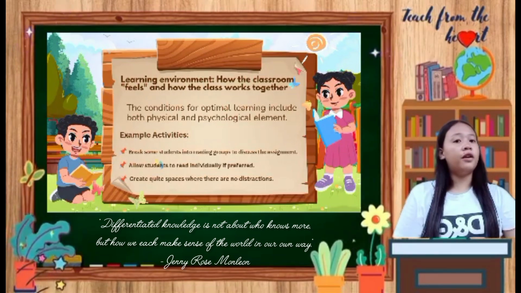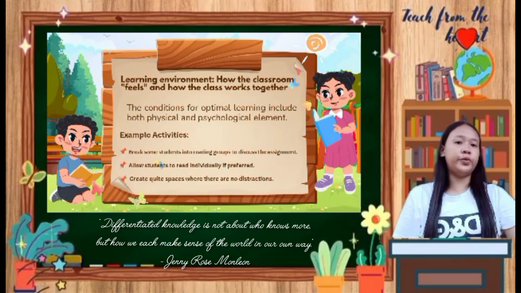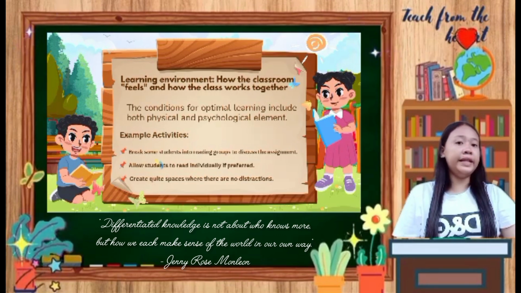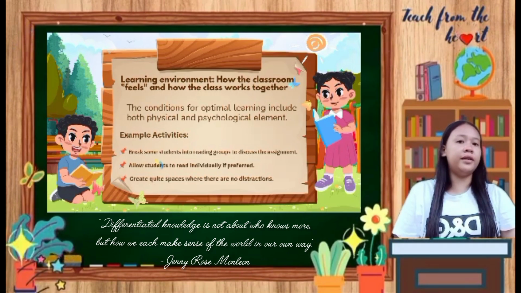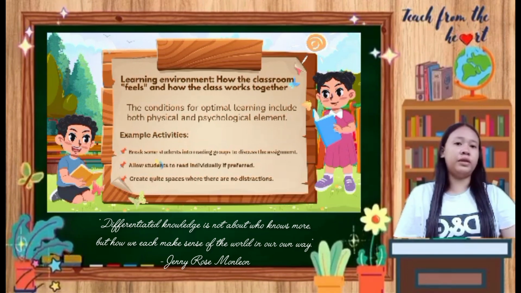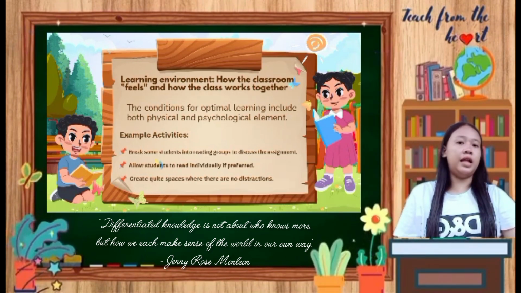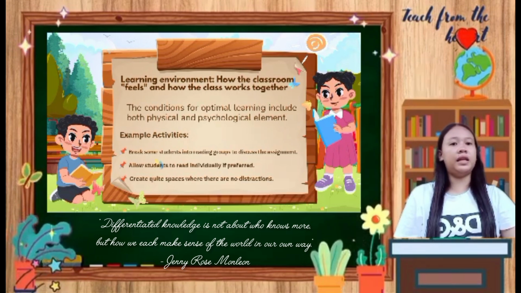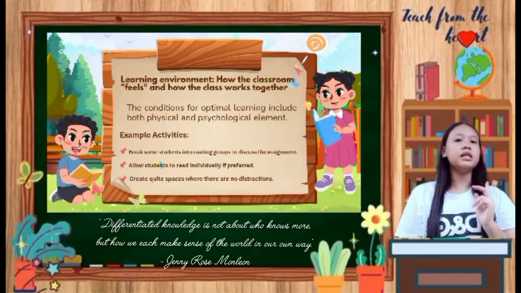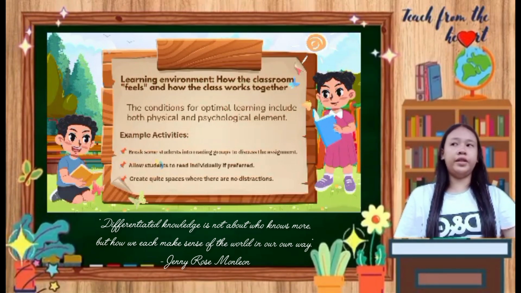So, example activities: break some students into reading groups to discuss the assignment. This helps them share ideas and understand the reading better. Second is allow students to read individually if preferred. Some students focus more when they read alone. And lastly is create quiet spaces where there are no distractions. A calm environment helps students concentrate and read better.